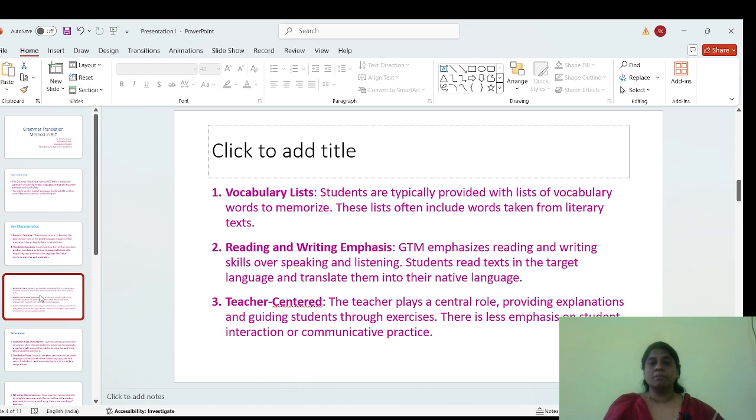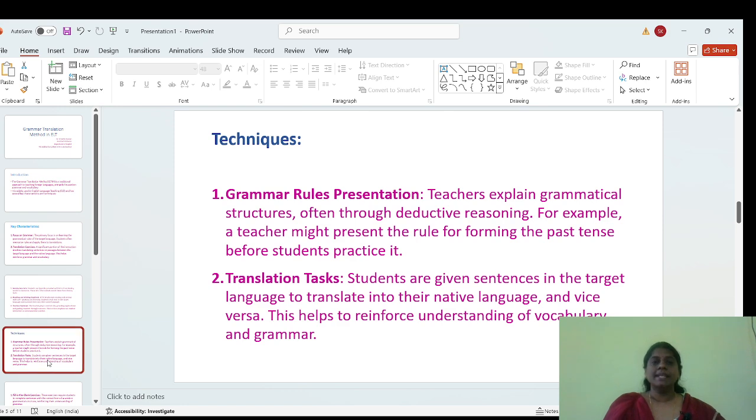In grammar translation method, many thought that it was a teacher-centered method. The teacher plays a central role, providing explanations and guiding students through exercises. There is less emphasis on student interaction or communicative practice. Let us see the techniques of grammar translation method.